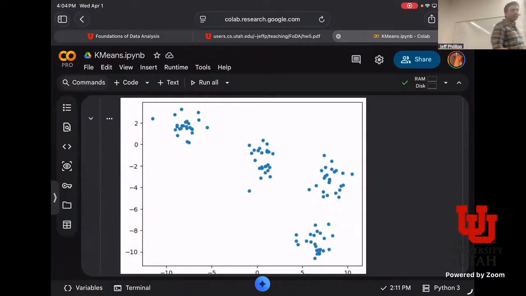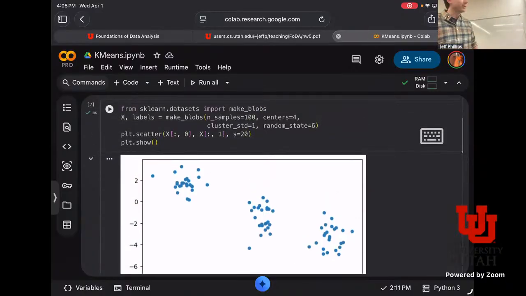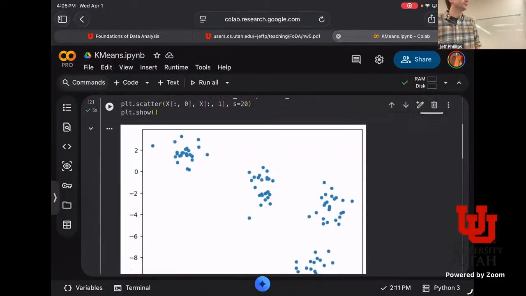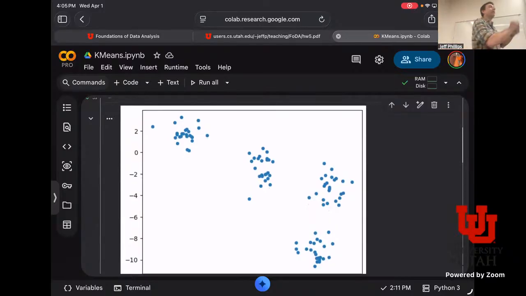I picked a good random state, number 6, because this gave me reasonably well-separated clusters. If you rerun this with a different random state, you might think that if I always pick 4 centers and Gaussian distributions around them, I'll always get 4 really nice clusters. Sometimes they overlap with each other, and then it's not clear what the right answer for the clustering should be. Again, clustering is not as nice a problem as we would hope.